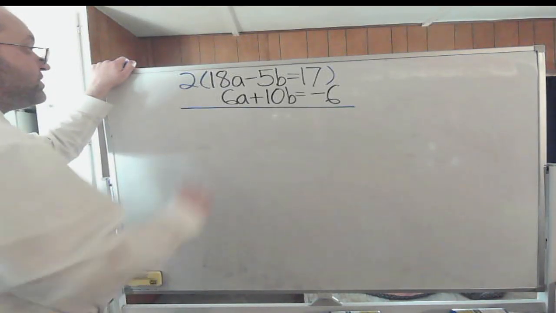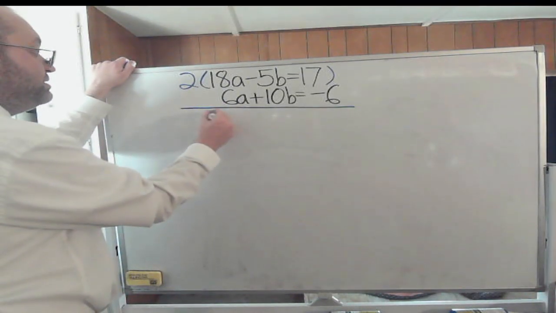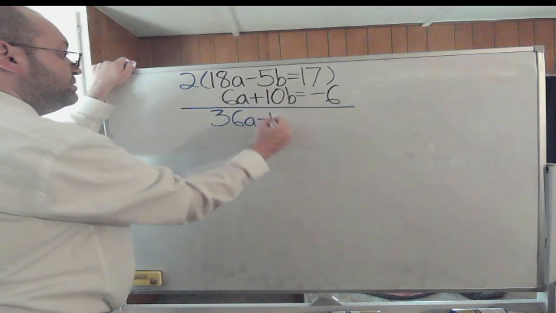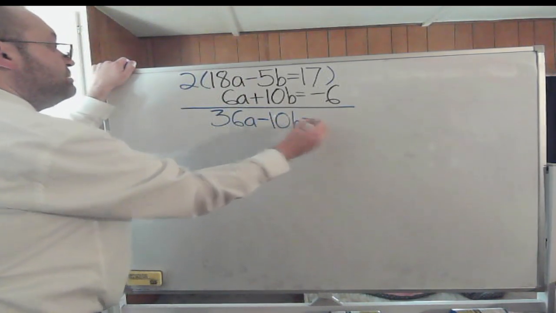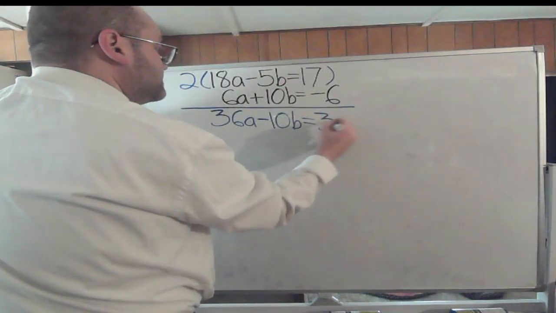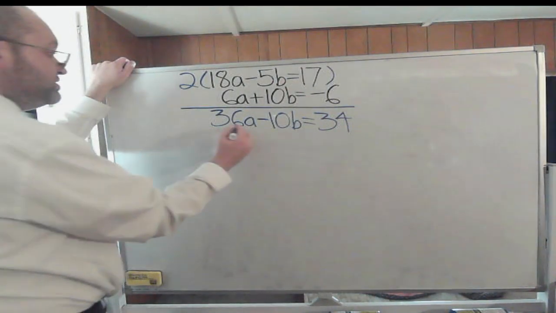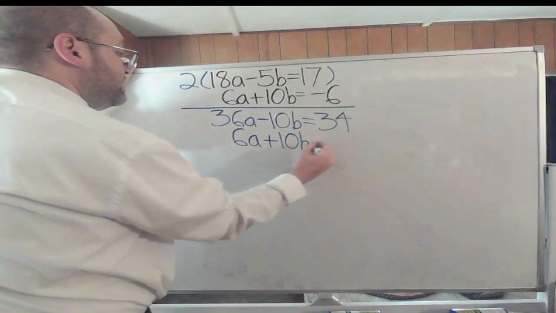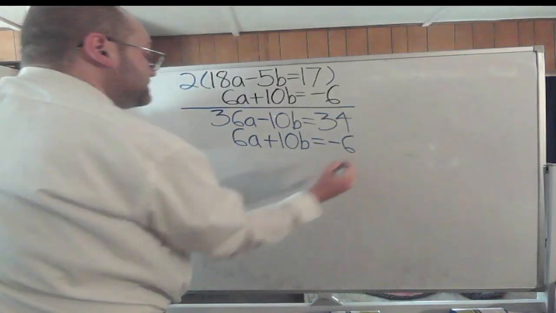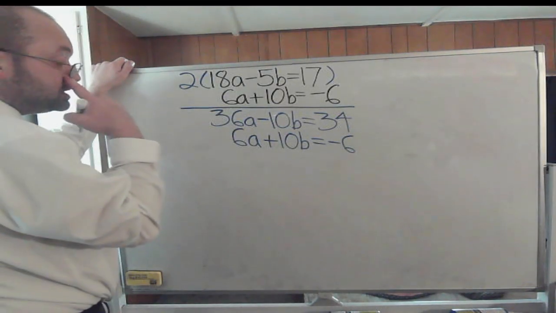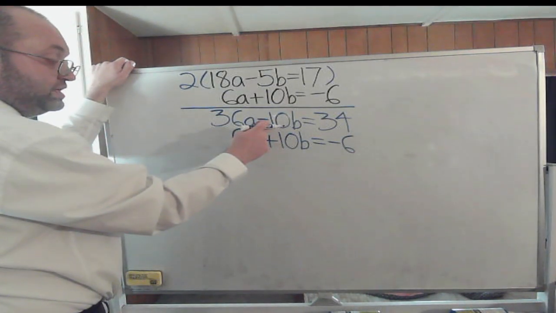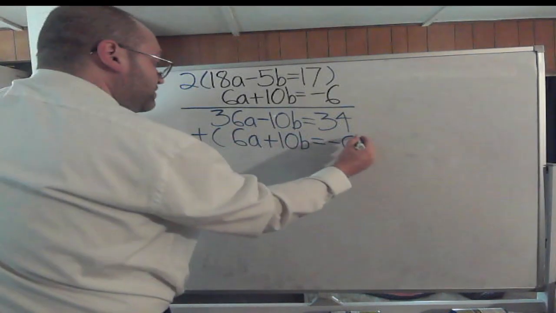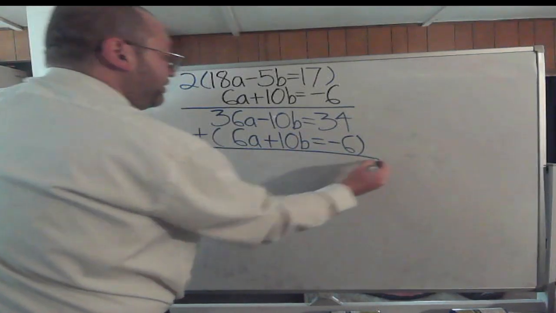So 2 times 18a, that's going to be 36a, minus 2 times 5b, that'd be minus 10b. That'd be equal to 2 times 17, which is 34. Then you still have your 6a plus 10b equals negative 6. Well, you notice now you have a negative 10b in the first equation, a positive 10b in the second. I think we could just add the two equations together and we can temporarily eliminate b.